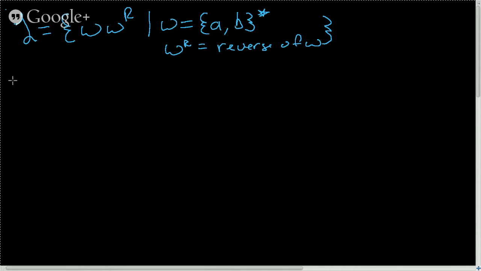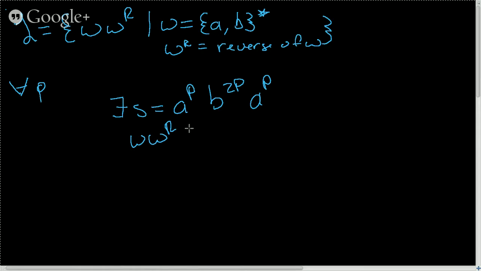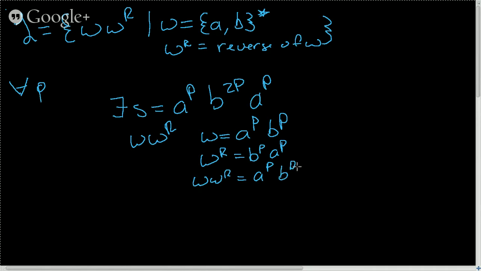So again, we have for all p, that's our rule, and we want to say there's some string, and the string that Sarah gave us is a to the p, b to the 2p, a to the p. And you can see that this takes the form of WW^R because if you have W equals a to the p, b to the p, then W^R would be b to the p, a to the p, and so WW^R would be a to the p, b to the p, b to the p, a to the p, which is the same as a to the p, b to the 2p, a to the p. So we want to split that up.